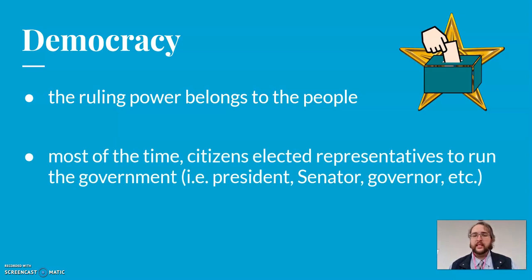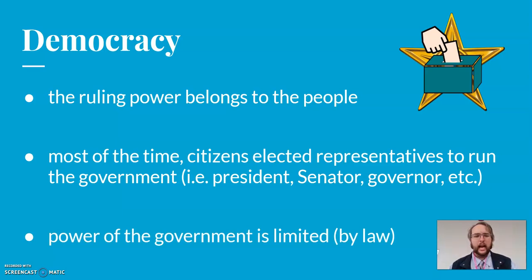most of the time, citizens elect representatives to run the government for them. A president, a senator, a governor, a mayor, a Congress, a representative, a council member, right? Citizens, like in the United States, we elect people to run the government, but the power belongs to the people. The people choose who's in charge, who are the rulers.